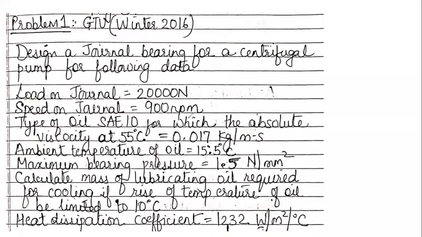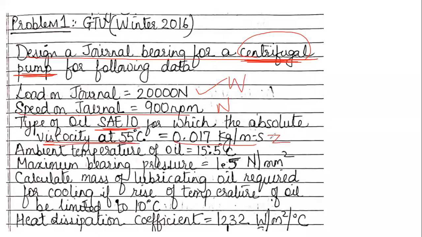Now see, the numerical says: design a journal bearing for a centrifugal pump. This is very important for us: which kind of bearing is used in which kind of machinery? So, centrifugal pump. Load on the journal W is given, which is 20,000 Newton. Speed of the journal, RPM N, is given. Type of oil is SAE10, for which absolute viscosity Z is 0.017 kg per meter second.